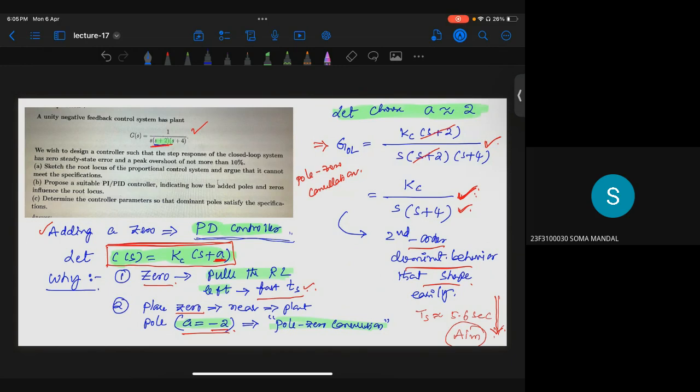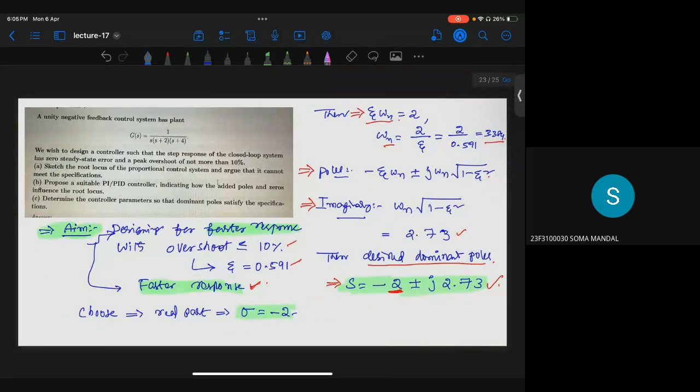Now after we decided on the PD controller, this is the expression for C(s). Our job is to design what is Kc, what is the A value. So we choose our A nearest to the system pole. This system pole, we are choosing that 0. Then we get this open loop transfer function. Then with this open loop transfer function, we check whether we are able to reduce our Ts. That's what we are doing here.